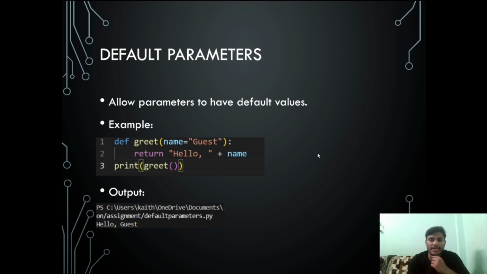Now, default parameters. Python allows you to assign default values to parameters. If the caller doesn't provide a value, the default is used. Example, def greet(name="guest"), return "Hello" plus name. Print greet. If greet is called without arguments, it returns Hello guest.